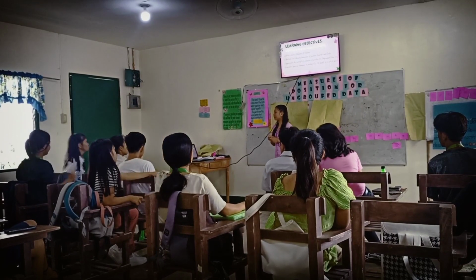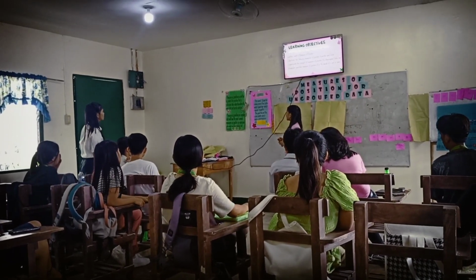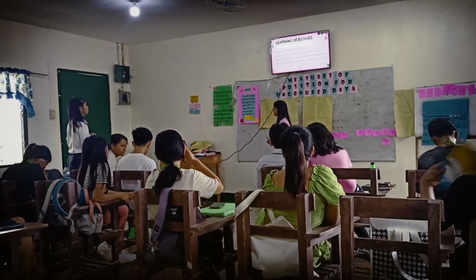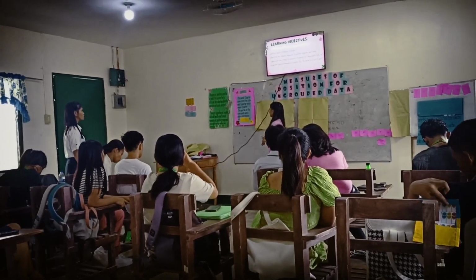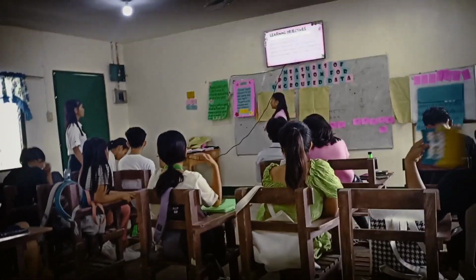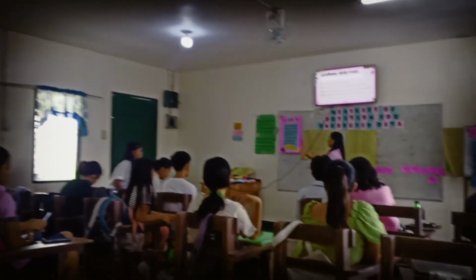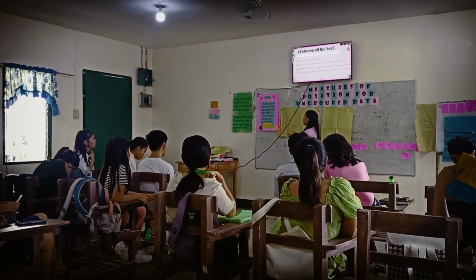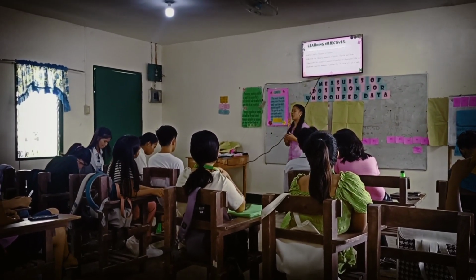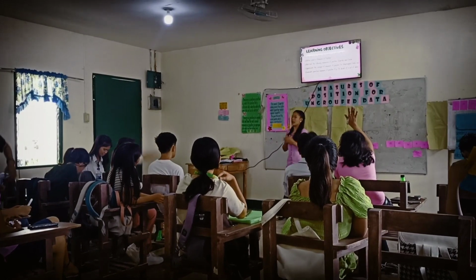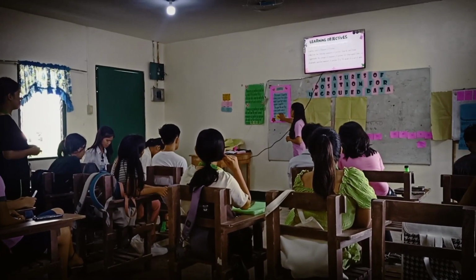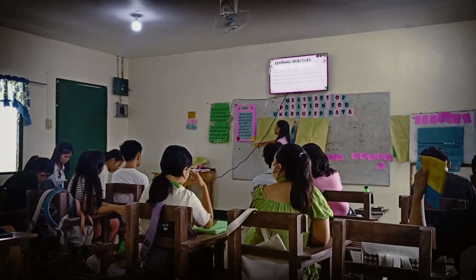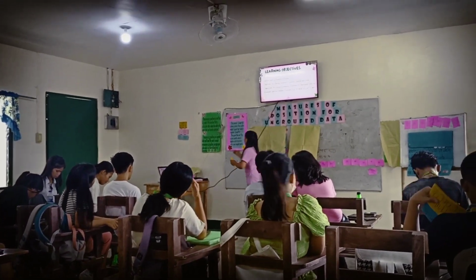Miss Salvador. The word quartile comes from the Latin word quartus, which means fourth. The quartiles are the score points which divide the distribution into how many equal parts each? Yes, Miss Halata? 4. Very good. So the quartiles are the score points which divide the distribution into 4 equal parts.